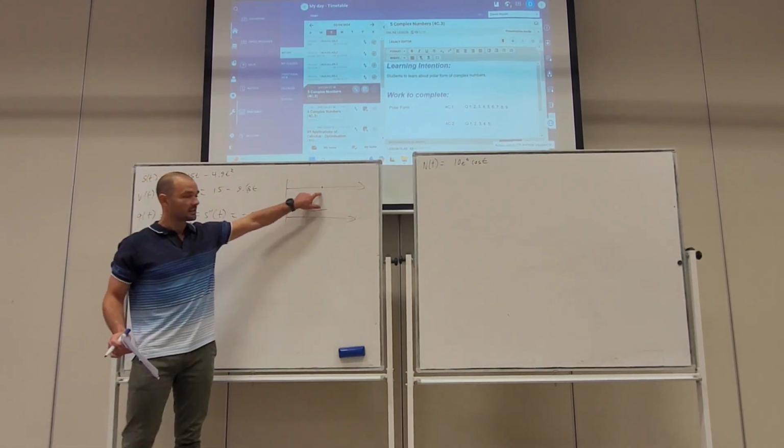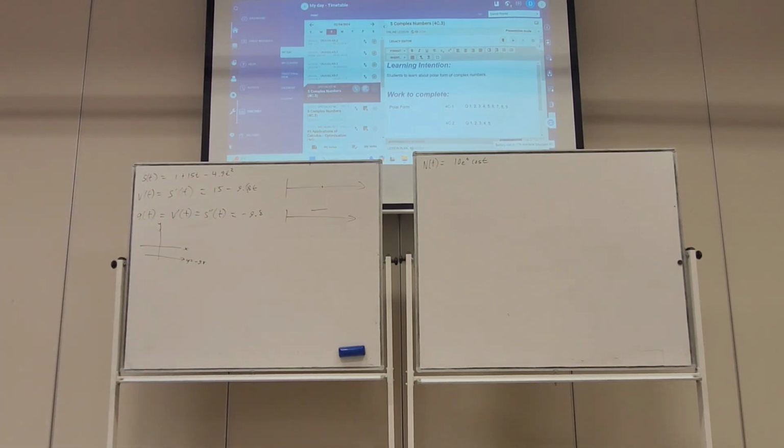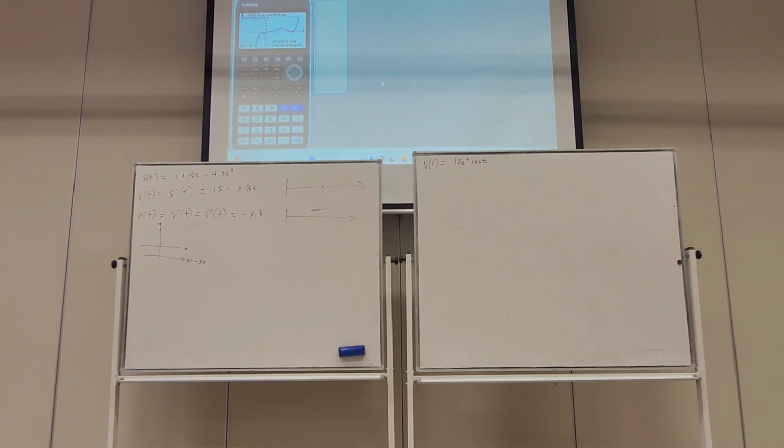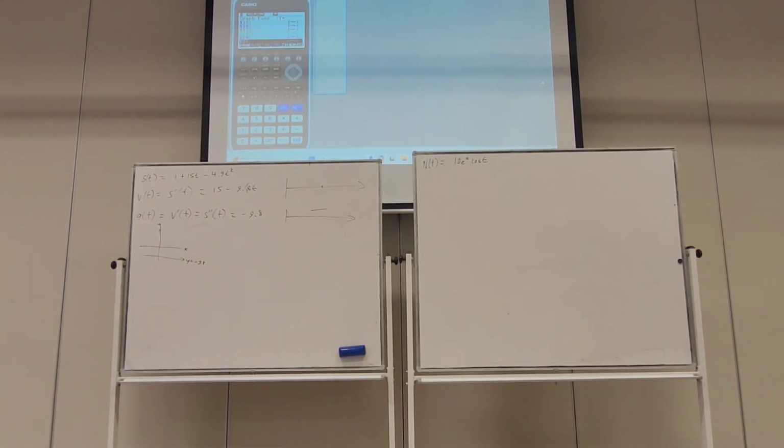Has anyone evaluated this yet? Or I'll do it pretty quickly. I'll show you what I mean. Let's sketch the original function and look at how we can use our calculator here. So we've got 1 plus 15x take 4.9x squared. There's the original function.